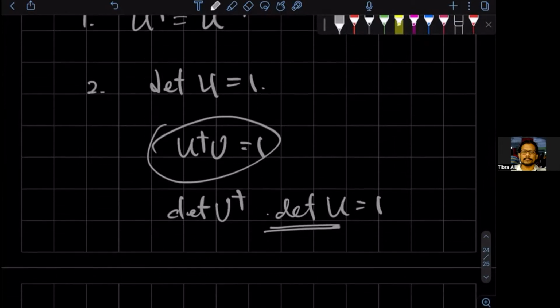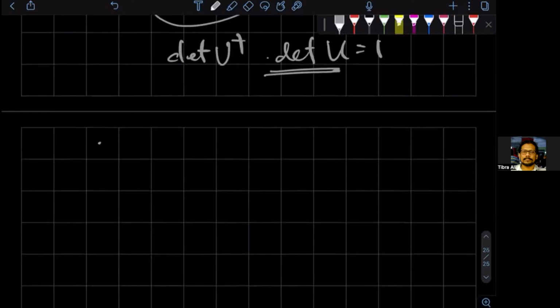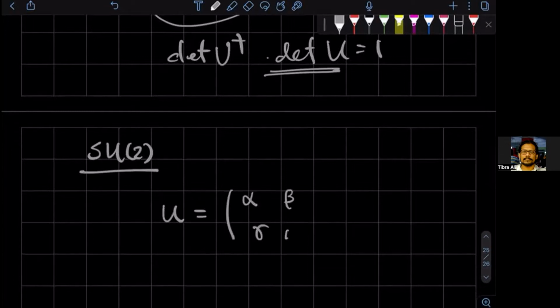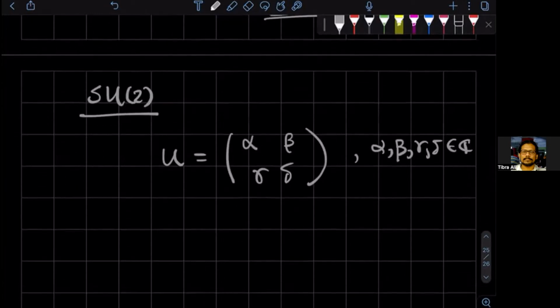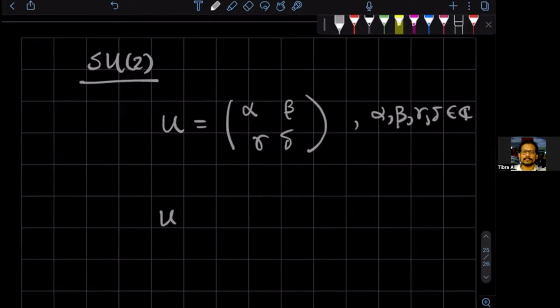Okay, so let's look at SU2 matrices. So these are 2 by 2 matrices. So let U be, say, alpha, beta, gamma, delta, where alpha, beta, gamma, delta are complex numbers. Okay. So we know that U dagger is then going to be alpha star, gamma star, beta star, delta star.